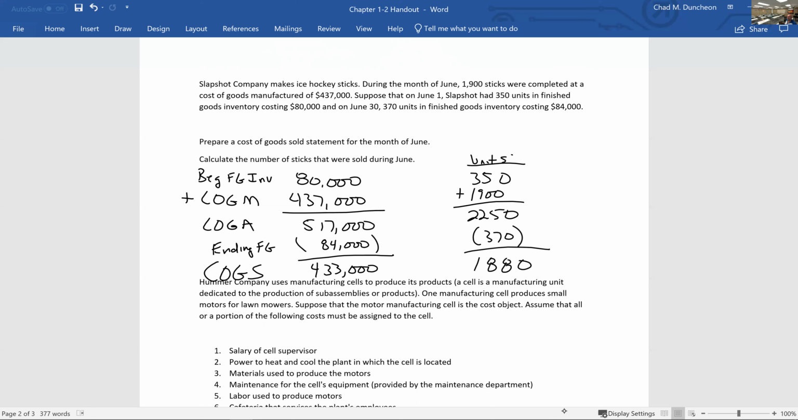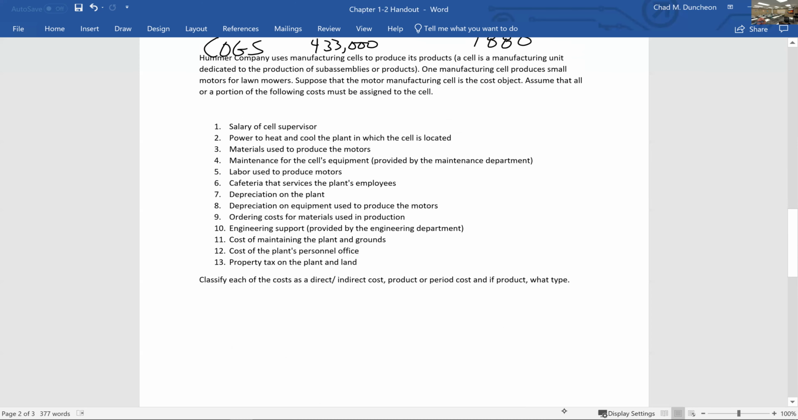So there's how we would do some of those calculations. And it's kind of all just the same kind of formula. The beginning plus something minus to get us what we have available, minus the ending to get us to what we used up. All right. And finally, let's identify some costs here.